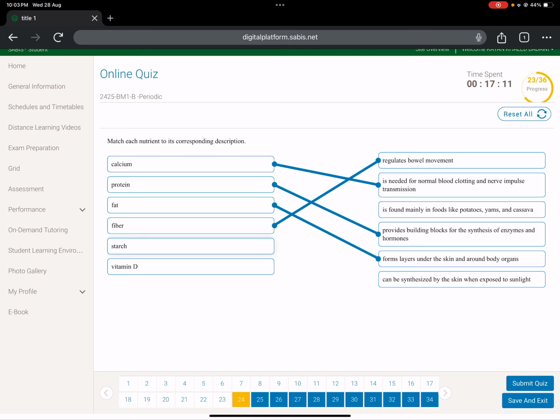Starch is found in plant origin, so potatoes, yams, and cassava. Vitamin D can be synthesized by the skin when exposed to sunlight. So we've all heard our parents tell us to get in the sun to get vitamin D. That is actually important for us because our skin synthesizes vitamin D, and the function of vitamin D helps absorption of calcium.